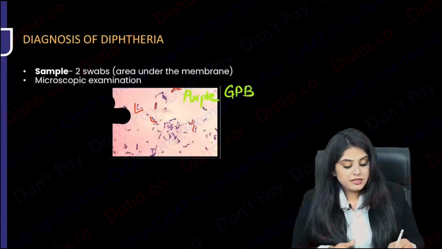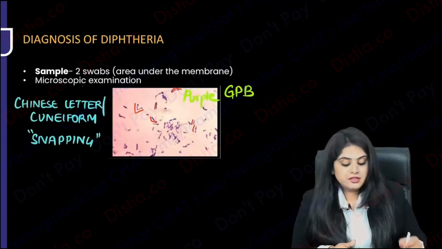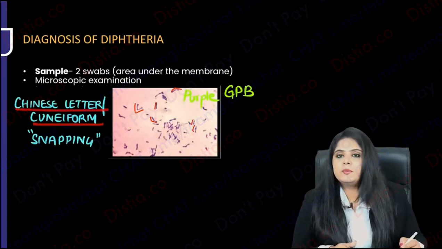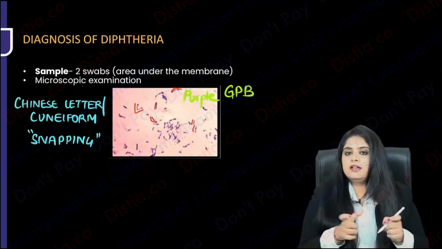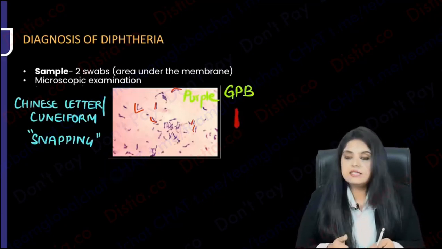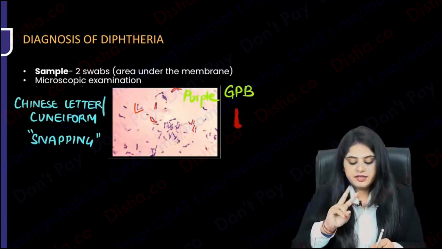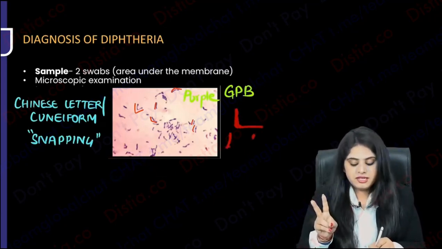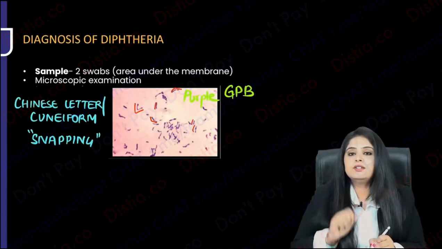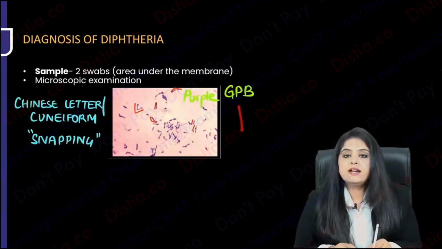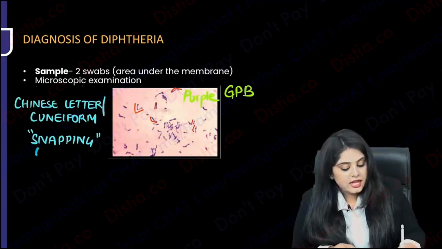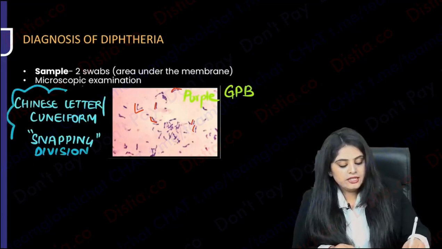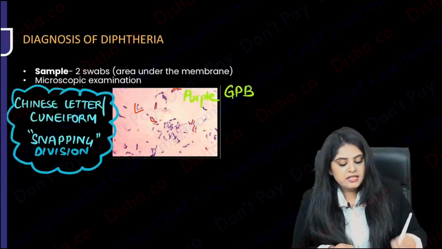But actually this looks like a Chinese letter appearance. This is a Chinese letter or a cuneiform appearance. You'll say, why are they all joined in random alphabets? Because if this was one bacterium, by mitosis 1 divided into 2. So they should have become like this. It divided, but did not separate. This 1 divided into 2, but did not separate. So this is a kind of snapping division. Please note the reason for the Chinese letter or cuneiform appearance is the snapping division.